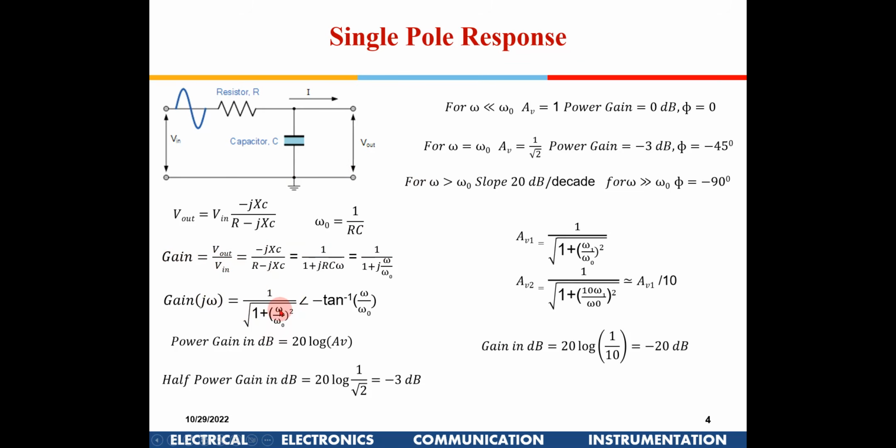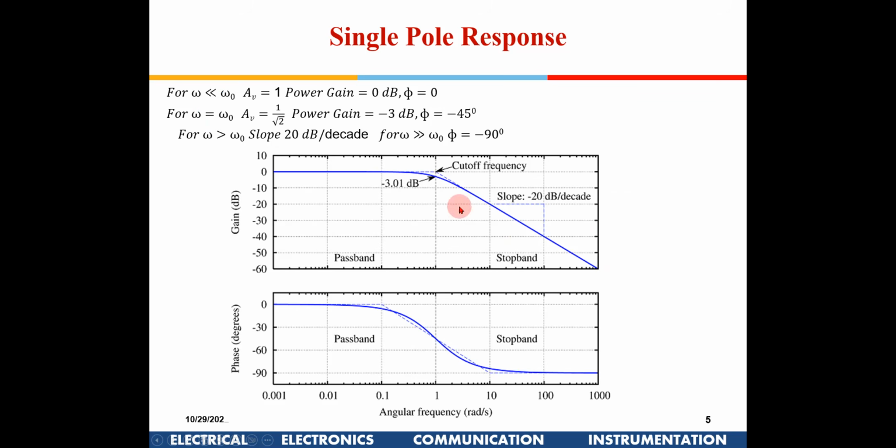So when omega is very small, considering it to be 0, gain will be 1, and 20 log 1 is 0, right? Then when omega is equal to omega 0, this becomes 1 by root 2, which is minus 3 dB. And after that we saw that the slope is minus 20 dB. So initially it is 0, then at the cutoff frequency it will be minus 3 dB, and then it will follow a path of minus 20 dB per decade. Is it okay?